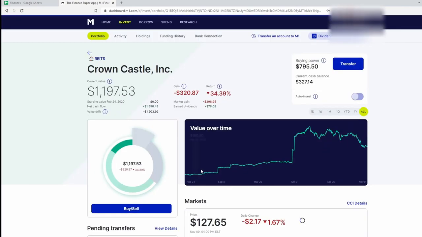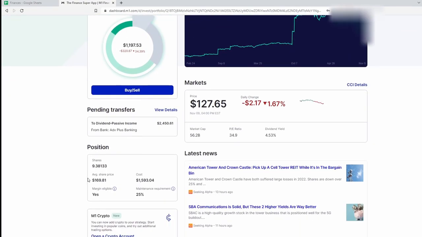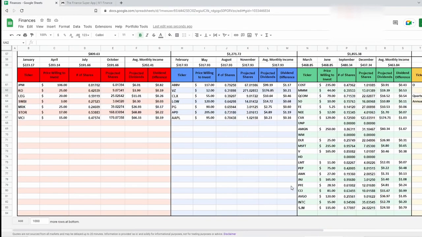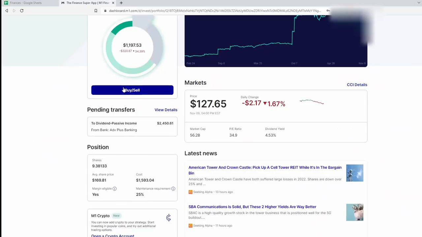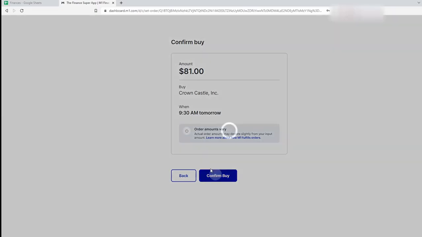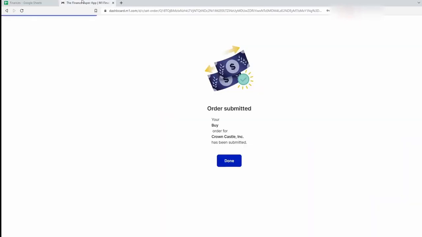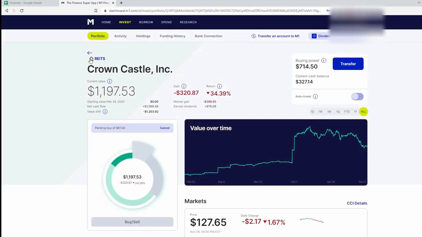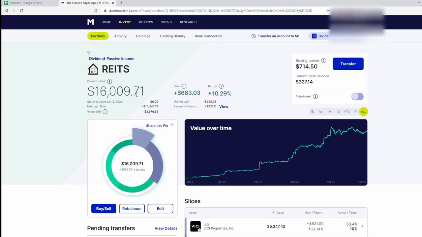And then next we got CCI, average share price of almost 170, current price of 127. Okay, that's a massive, massive dip. So CCI is $81, as you can see right there. And we got $81. Very, very nice. That's good. Okay, that is good. And that does it for the REITs.